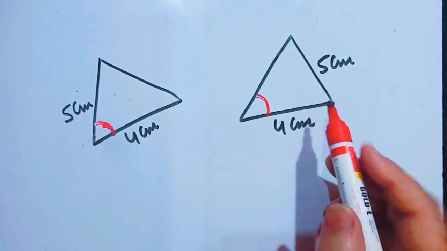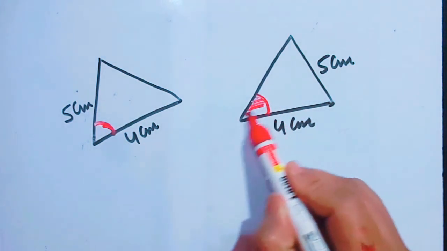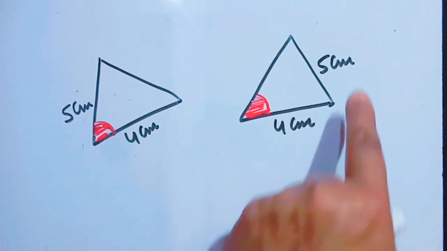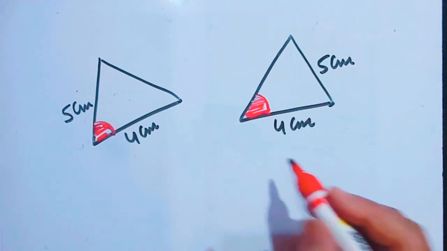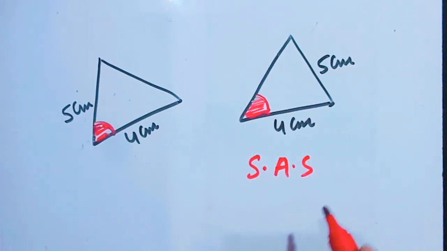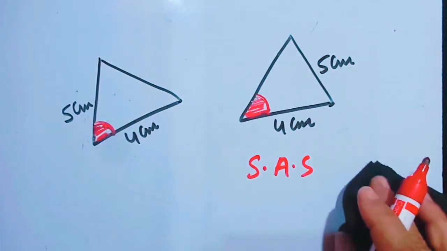Means they are fooling you. They are fooling you. Why? Because just by seeing the two sides and one angle, you would quickly write side angle side, which is not correct. Why?